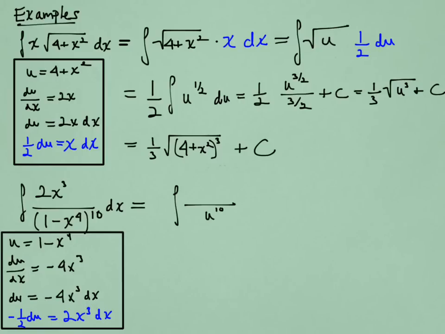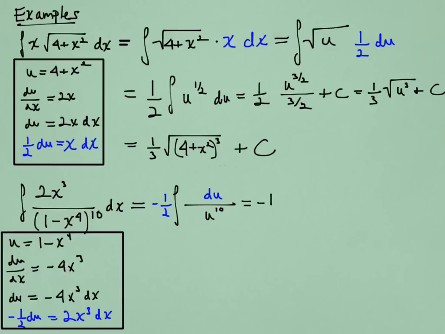So the expression is really 1 minus x to the 4th, to the 10th. That's my u to the 10th in the denominator. And then the 2x cubed gets replaced with minus 1/2 du. And I'm going to put the minus 1/2 outside right away and just put the du up on top of the fraction.